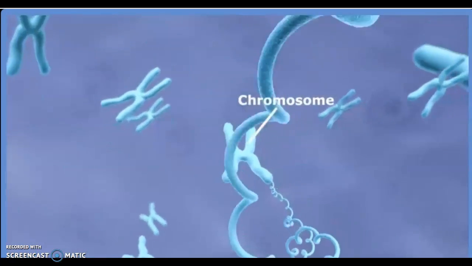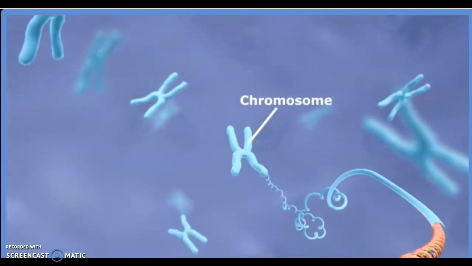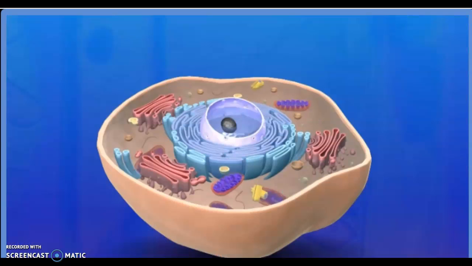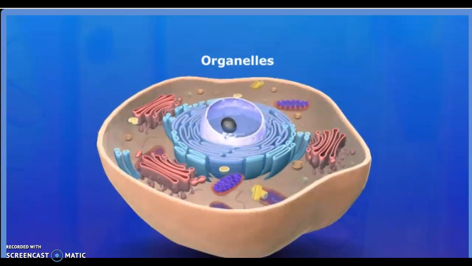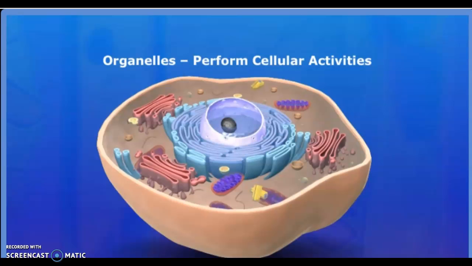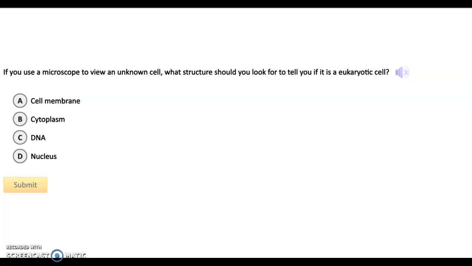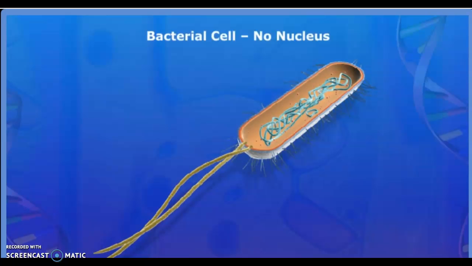The nucleus inside a eukaryotic cell has chromosomes that contain the cell's DNA. Eukaryotic cells also have other membrane-bound structures called organelles. Organelles work together to perform cellular activities essential for the cell to survive and reproduce. Animal cells have a nucleus. A bacterial cell doesn't have a nucleus.